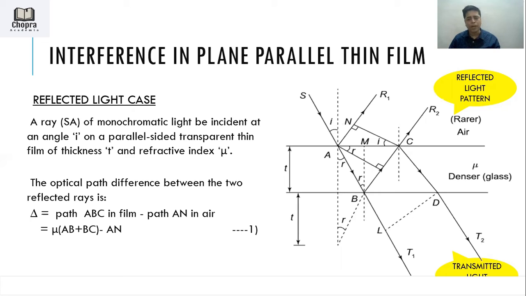I'll be reading the statement in a short while. So you see here, beam AR1 suffers an extra lambda by 2 path difference, whereas the beam BCR1, BC is in the denser medium and goes out to the rarer medium. So the beam is going from a denser medium to rarer medium. So there is no bouncing here, and no additional phase difference or path difference is added. So between the beams AR1 and CR2, you have only an additional path difference of lambda by 2. We add this extra lambda by 2 to account for the Stokes treatment.